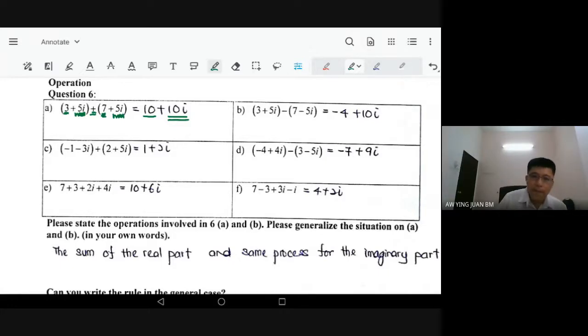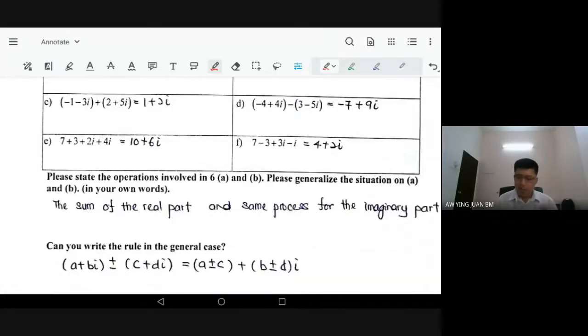Next, subtraction. Real part minus real part. So we have -4. Imaginary minus the imaginary. So minus positive. So we will have 10i. Tambah, tolak.